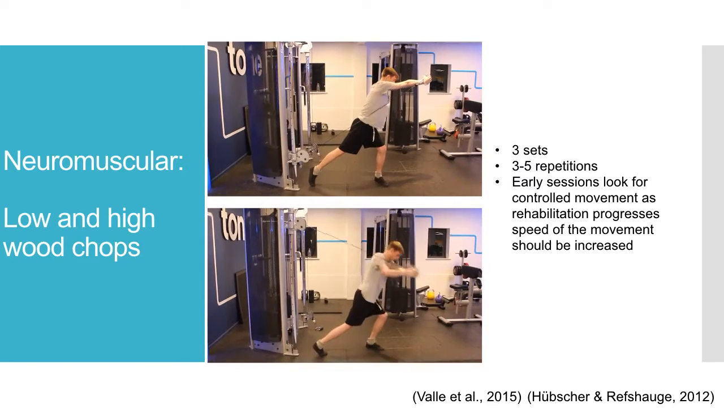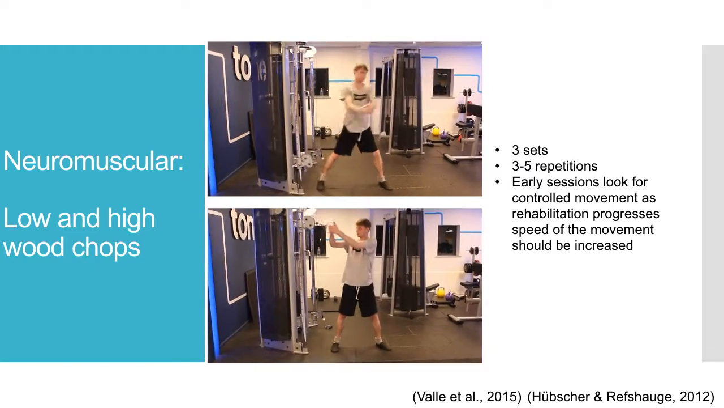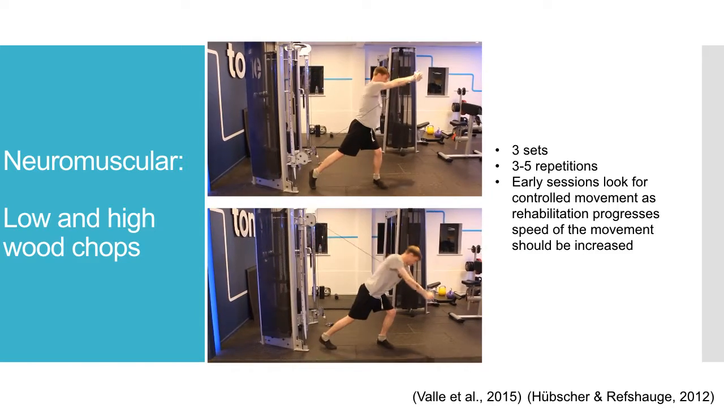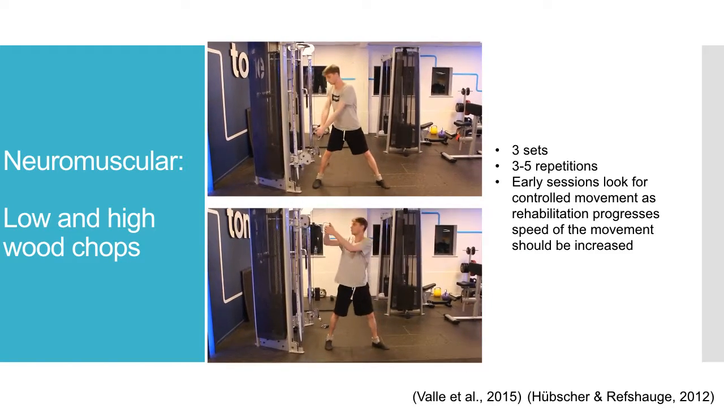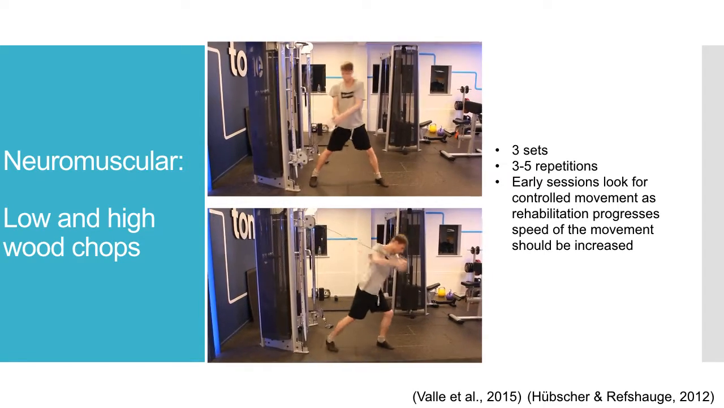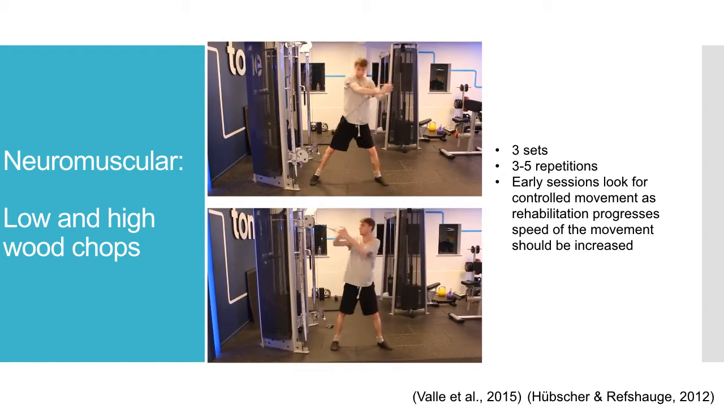To recreate this, the athlete will perform high and low wood chops. The athlete should aim to slightly lunge with their left leg. Deeper depth of the lunge can be used as a form of progression. This should be repeated 3 to 5 times for a minimum of 3 sets.